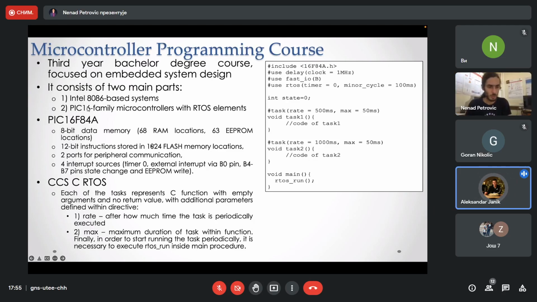In addition to this topic, we also integrate RTOS using the C compiler for this microcontroller. And on the right-hand side, you can see the typical structure of an RTOS program. So here, the idea is that tasks are executed periodically and as a response to real-time events, or for the purpose of processing.